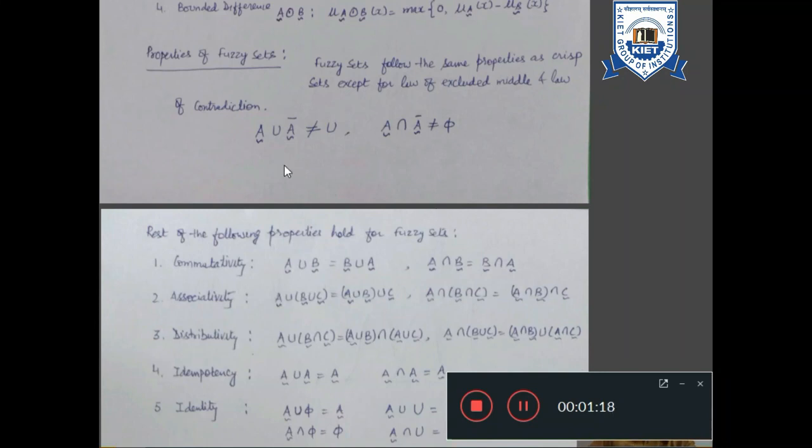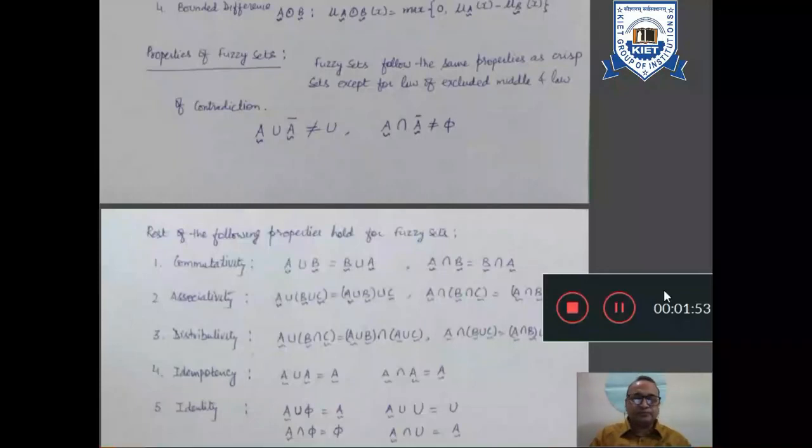Like here we are saying that the union of A and its complement is not the complete universe of discourse. It was happening with the classical set, but it does not exist for the fuzzy set. Here, A is a fuzzy set, its complement is also a fuzzy set, and I'm making the union of these two. It will not be the universe of discourse, right?